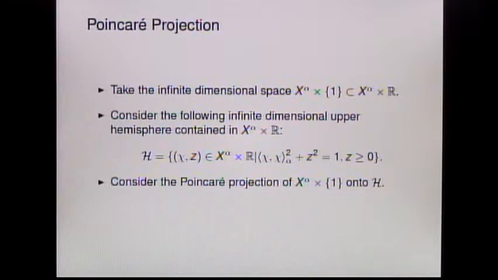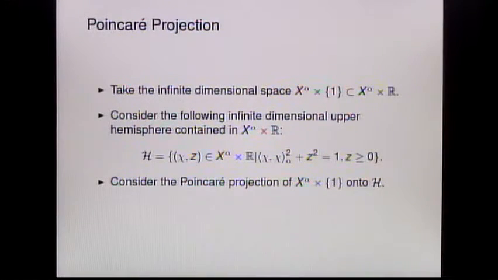So what we do to determine the exact limit of this grow-up solution u is to consider the Poincaré projection of our phase space. And this is basically done in the following way. We take the infinite dimensional space X alpha Cartesian 1, so we identify our phase space X alpha to this space, so we basically add one real variable to this space, so we consider this X alpha Cartesian R. And then we consider the infinite dimensional upper hemisphere H, defined in this way here. So this is the inner product in the space X alpha. So what we do is to consider the Poincaré projection of this space X alpha Cartesian 1 onto this upper hemisphere here. So when we do that, the infinity of this space will be projected onto the equator of this upper hemisphere.